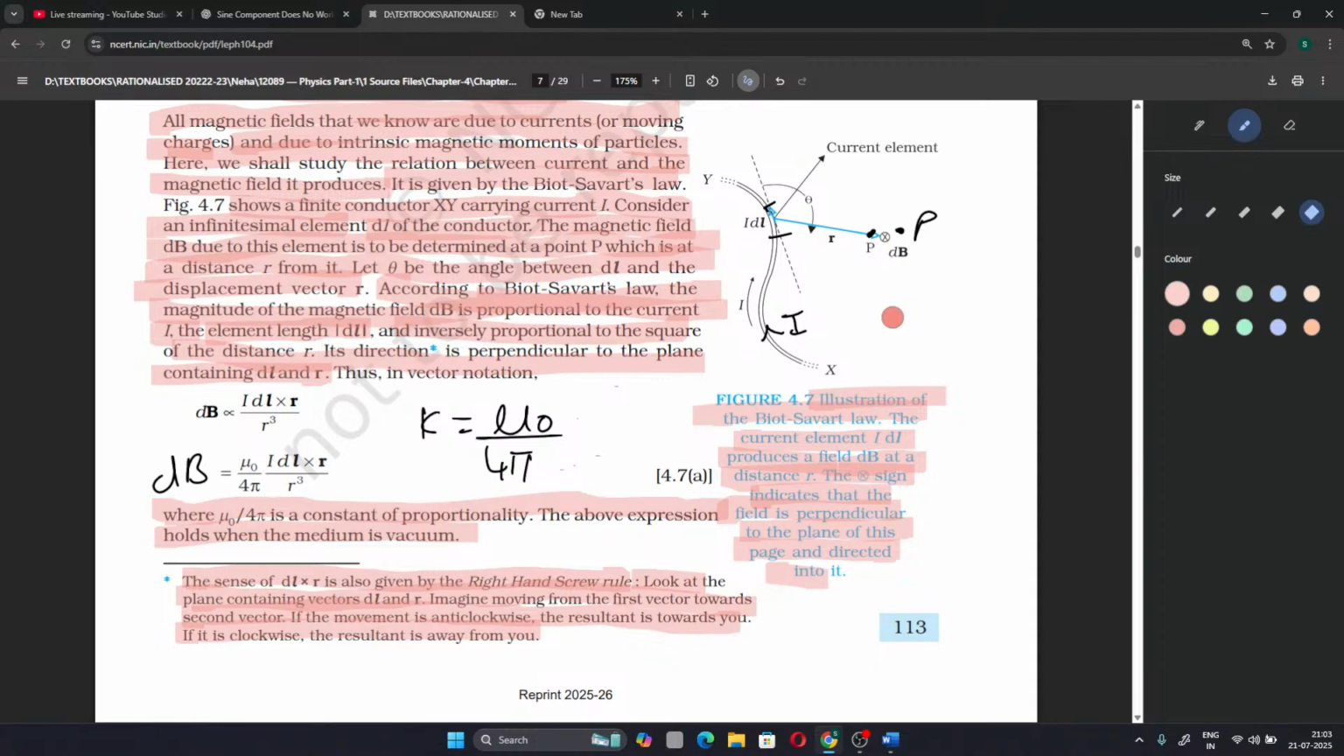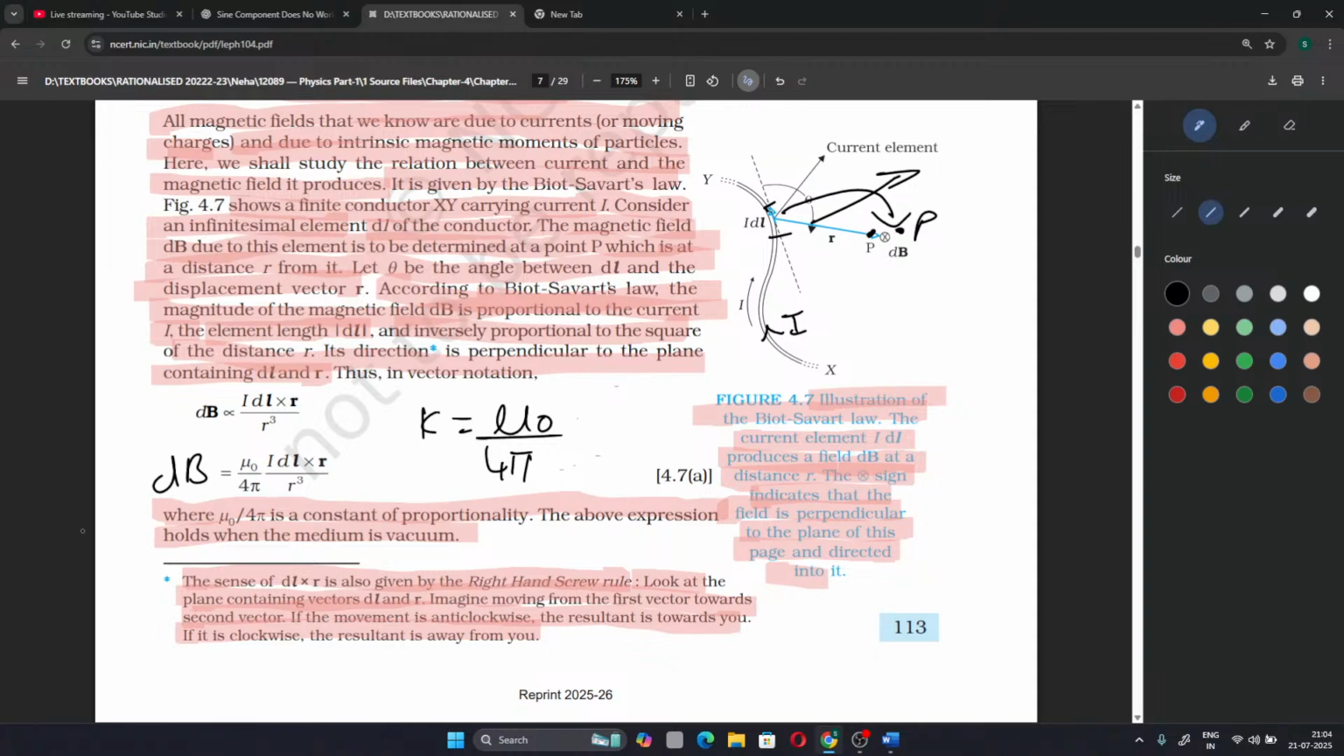Imagine moving from the first vector to the second vector. If the movement is anti-clockwise, then the resultant is towards you. If it is clockwise, then it is away from you. When we go this way, from this vector to this vector, this motion we know is clockwise. So according to that, the resultant is away from us, like this way, or into the plane.